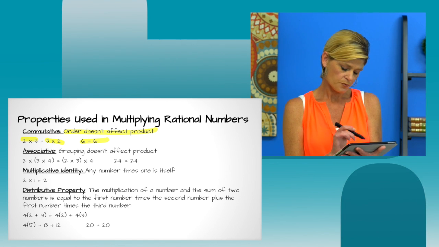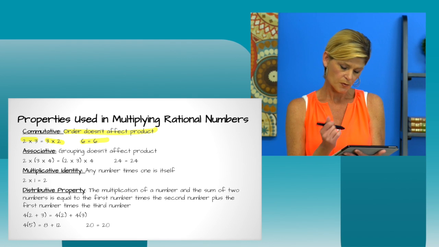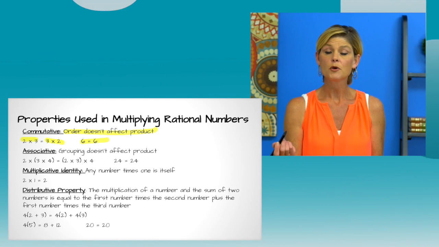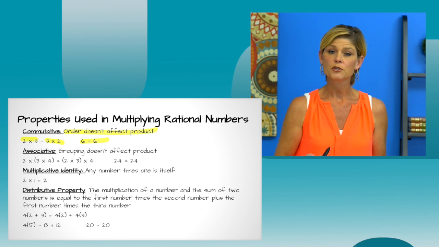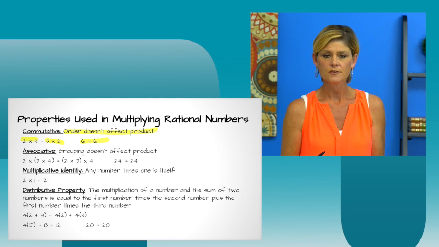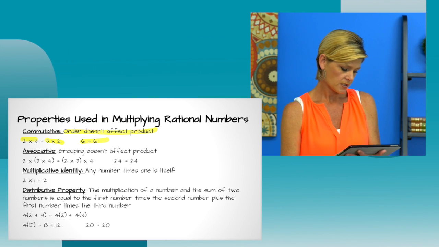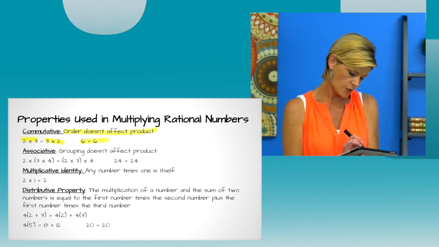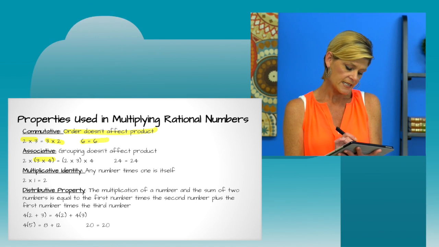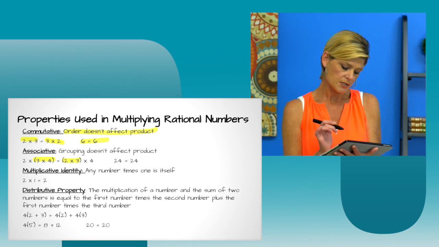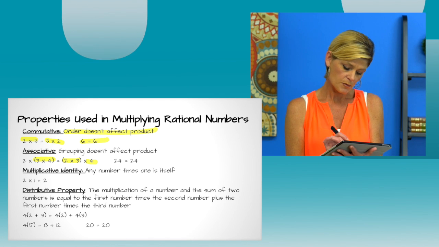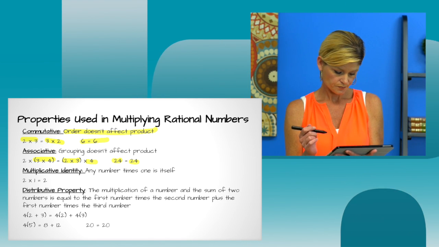The associative property of multiplying when we're multiplying rational numbers tells us that the grouping does not affect the product. So basically, wherever you put the parentheses around the multiplication problem, it doesn't affect the product. So let's take a look at the example I've got here. 2 times, and in parentheses I've got 3 times 4. That is the same thing as if I multiply 2 times 3 first and then 4. Both of them give me the product of 24.